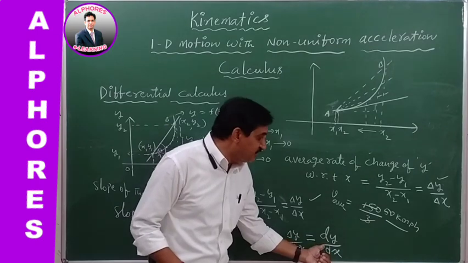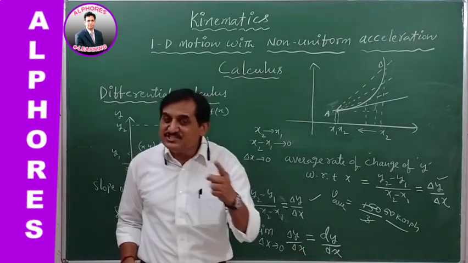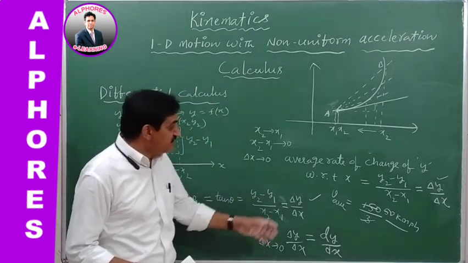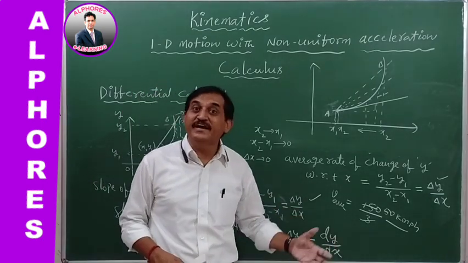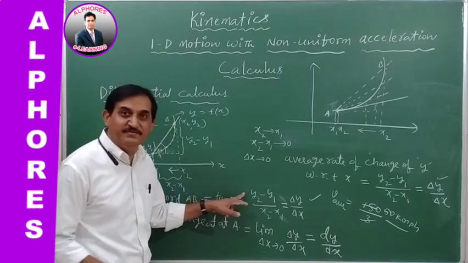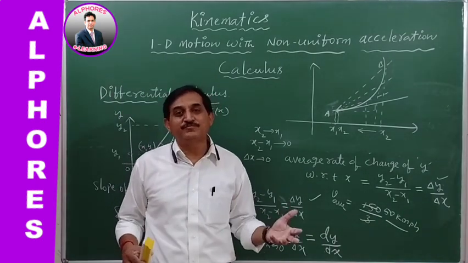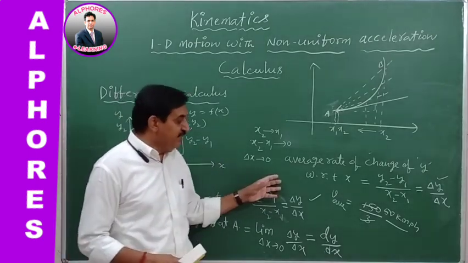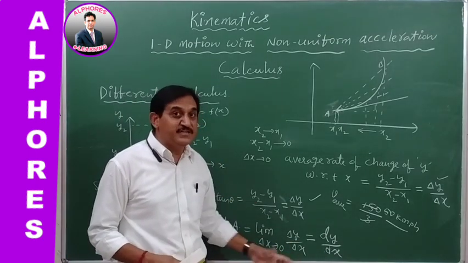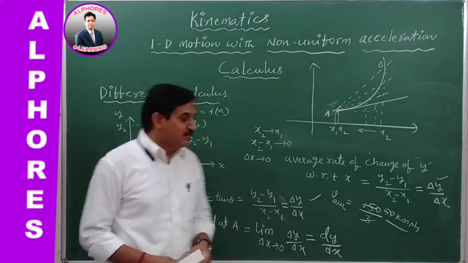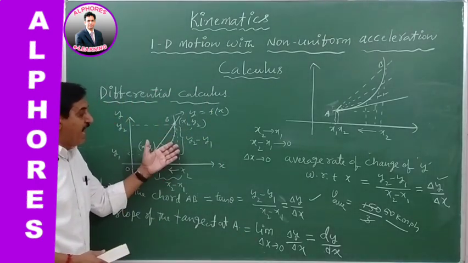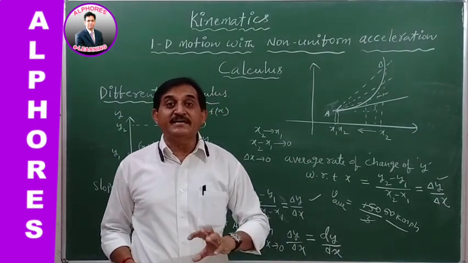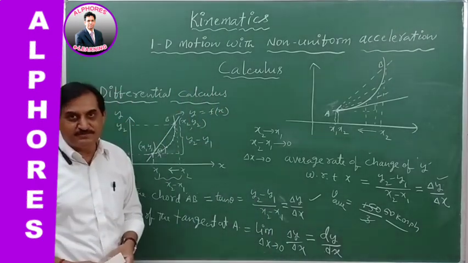differentiation helps us to find the instantaneous speed, meaning the instantaneous rate of change of y with respect to x. But this chord is giving the average rate of change of y with respect to x. This is the big difference between average rate and instantaneous. What is our intention? We are shifting from average into instantaneous by taking the help of the differentiation concept.